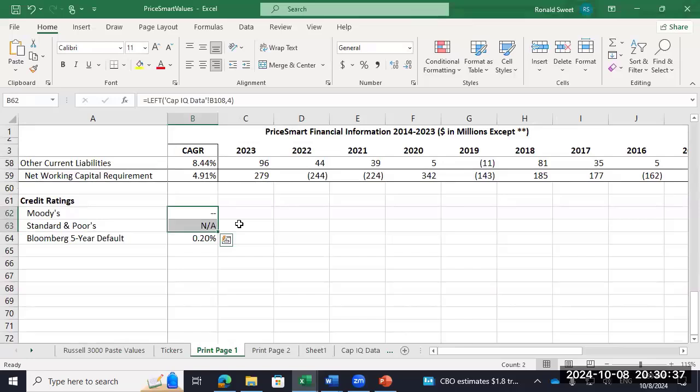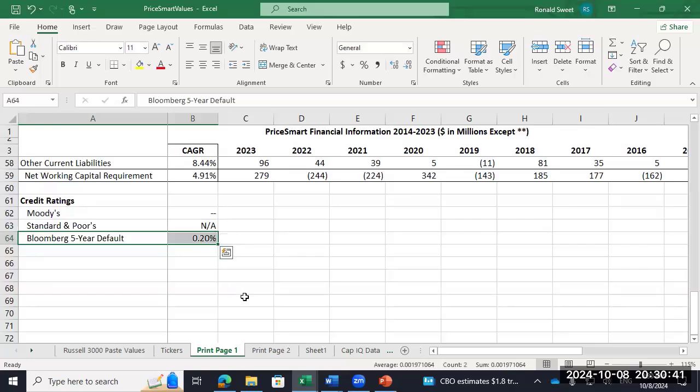PriceSmart does not have a credit rating. If you don't have a credit rating, all you can talk about is the Bloomberg 5 years default. So you will say, now I'll look at the assessment of my firm using another entity. I'd like to use credit ratings, but this firm does not have credit ratings. However, Bloomberg has a ratio called, and on that ratio, they look like this. Or you do both.